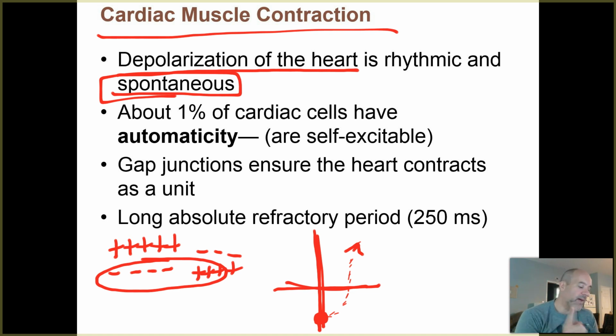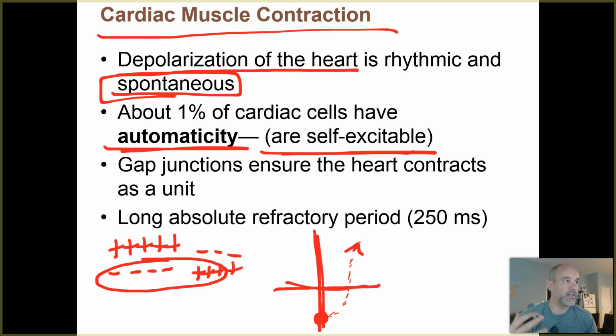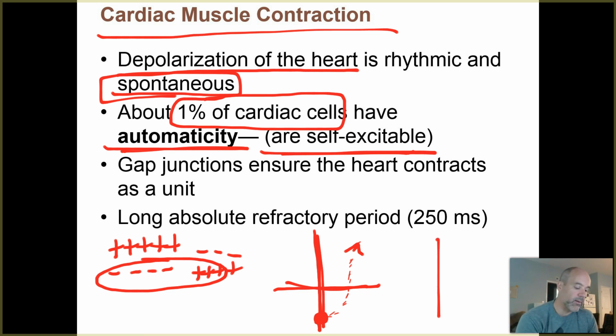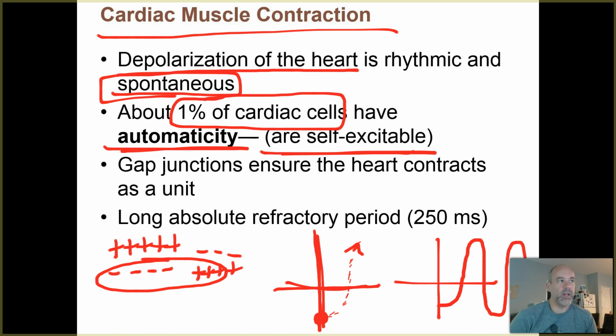Okay, now having said that, this automaticity or self-excitability that leads to action potentials being generated just spontaneously, that really only occurs in 1% of your cardiac cells. There are special cardiac muscle cells within the heart that do that automatically. So they automatically, on a timed rhythm, they'll depolarize, repolarize, depolarize, repolarize. They do that automatically. They don't need any input from motor neurons.